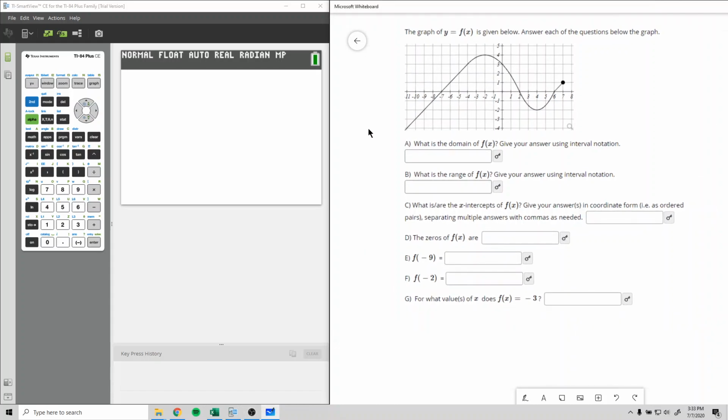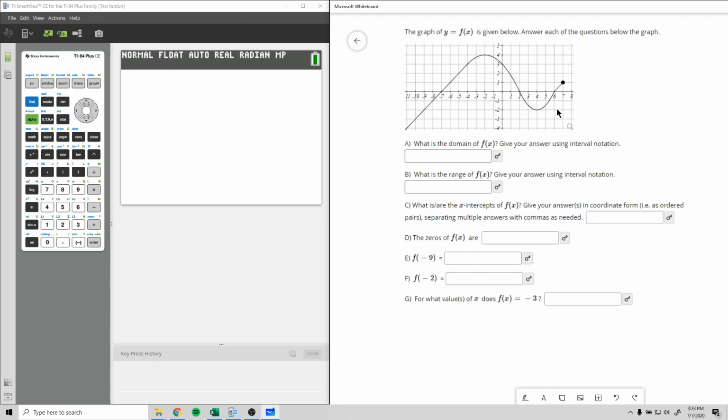This problem, especially just looking at it all at once, can be pretty overwhelming. There's a lot of parts. It's really just asking us everything we've learned in this module 3 about functions. This one with a graph. We are asked what is the domain, what is the range, what are the x-intercepts, what are the zeros. It asks us to evaluate a couple points, and it asks us something in part G, which we will get to when we get there.